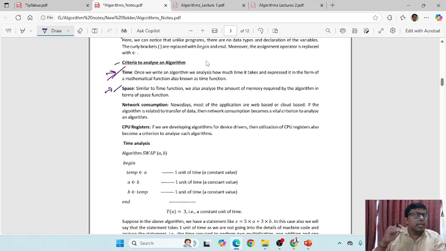That means we can measure the upper bound or the lower bound of the consumption of memory whenever we are implementing that algorithm into a program. And that lower bound and upper bound is expressed with the help of a mathematical function. Same thing happens for the time function as well, because whenever an algorithm is implemented in a program, it takes a certain execution time to generate the output.